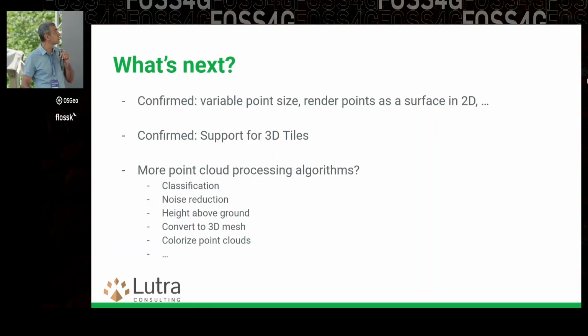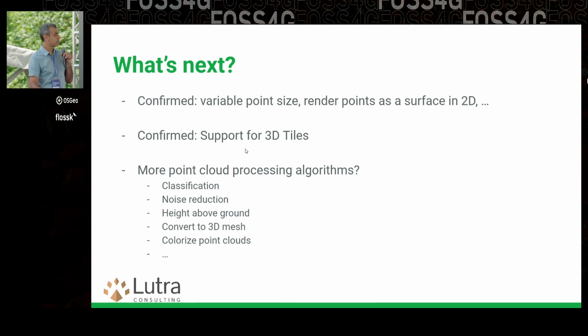And I'll give you a preview of some of the upcoming features. Confirmed works in QGIS 3.36, we will introduce a point size renderer, so you will be able to change the size of point cloud based on some attributes. You can also see the point clouds as a surface in 2D maps.